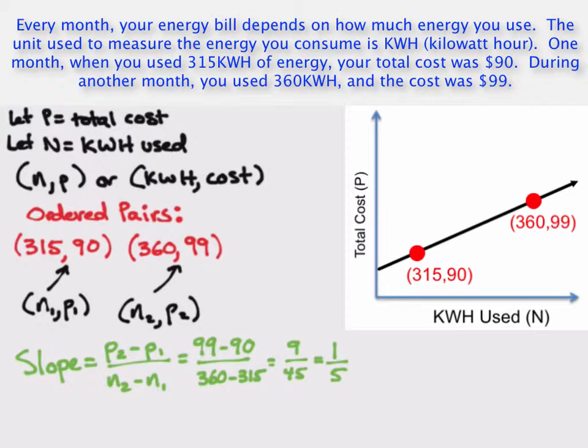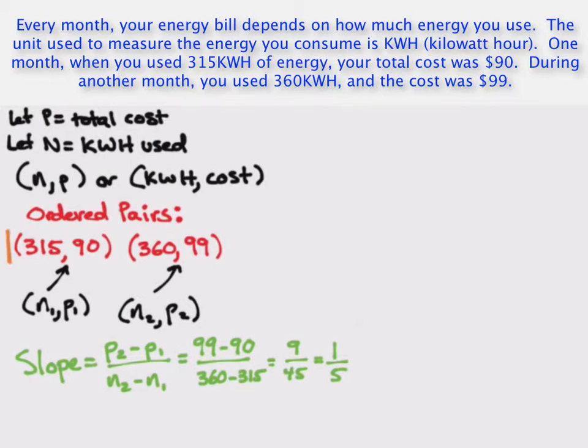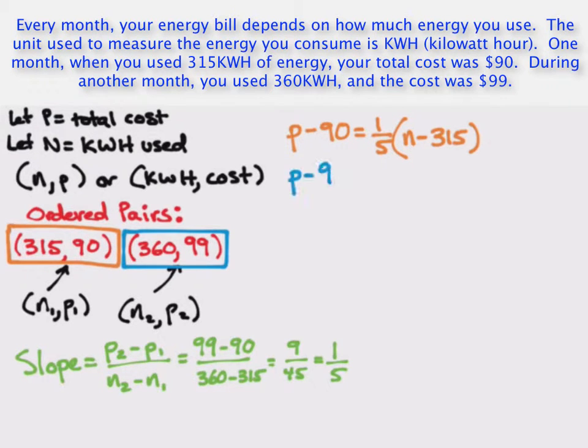Now that we have this slope, we can use either of the ordered pairs we have to create an equation in point-slope form. Now that we've got an equation, if we're told a number of kilowatt hours, we can go ahead and substitute that in for N and solve for P to find out how much that'll cost. Or, if we're told a cost, we can substitute that in for P and solve for N to find out how many kilowatt hours would cost that much.